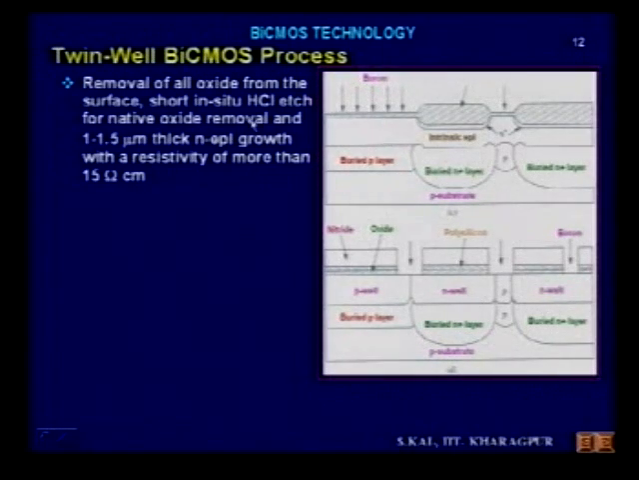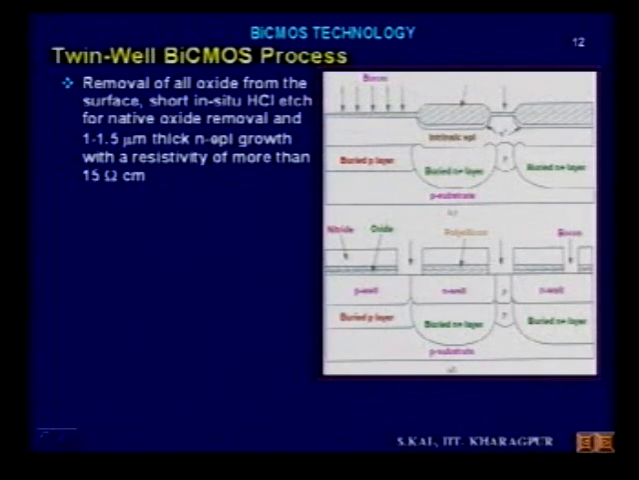After getting the P well, all oxides are removed. This is a P plus buried layer. The boron implant here gives the P isolation. This one will act as a P buried layer. In between, P will give you the channel stopper implant basically. P substrate, this is a channel stopper, this is a buried layer, and this is the self-aligned P buried layer. This is the N plus buried layer, okay?